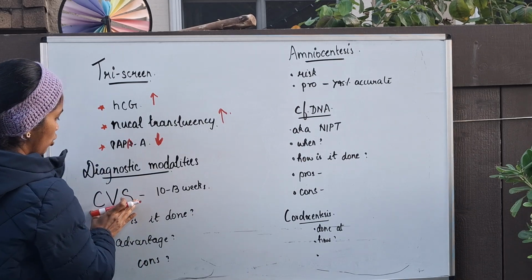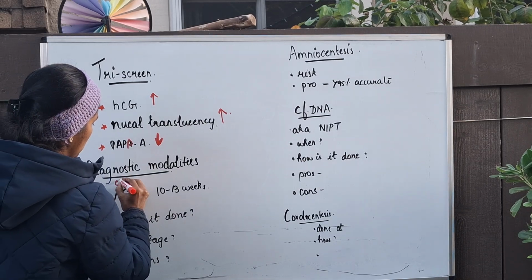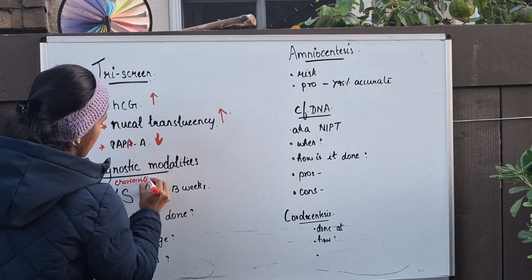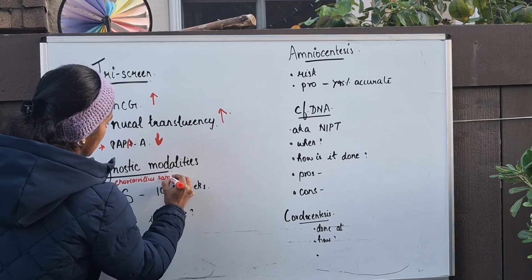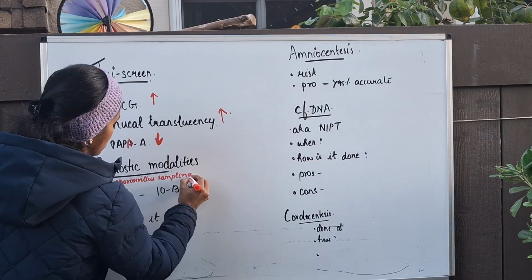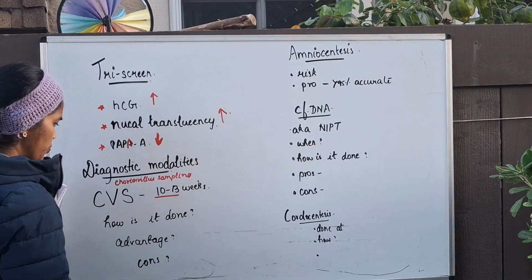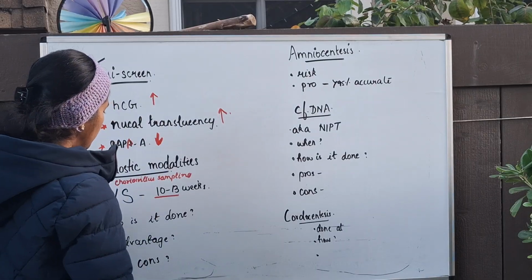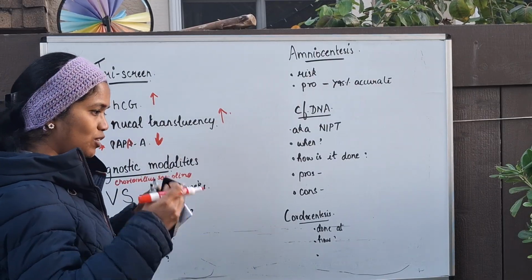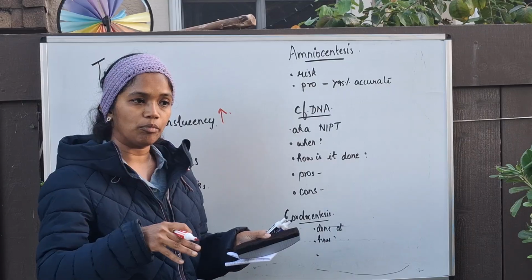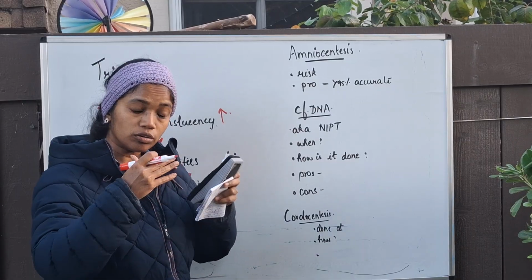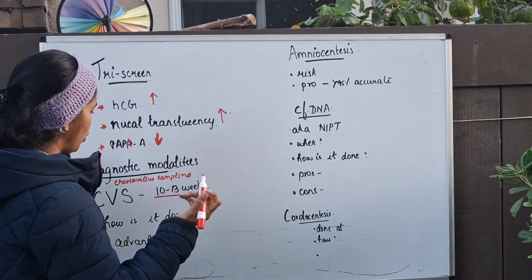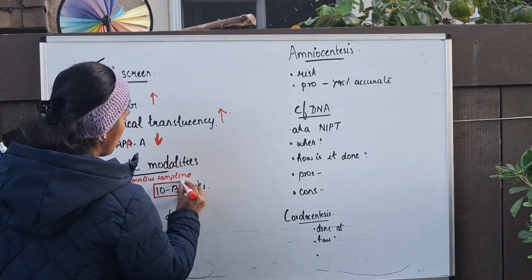The first one, let's talk about Chorionic Villus Sampling, which is commonly abbreviated as CVS. So this is done at 10 to 13 weeks. So how do we remember that it is done much earlier than the amniocentesis? Maybe we can remember it as the chorion forms much earlier than the amniotic fluid. So therefore the chorionic villus sampling is also done much earlier. Just a clue for remembering it. So it is done at about 10 to 13 weeks.